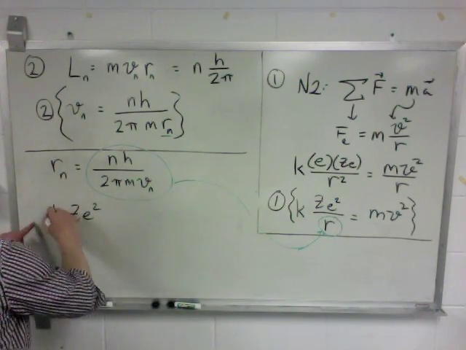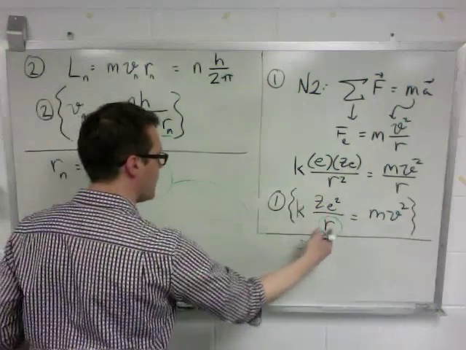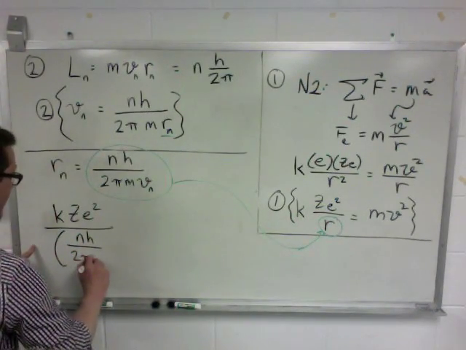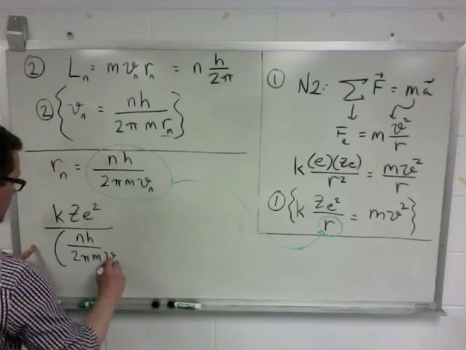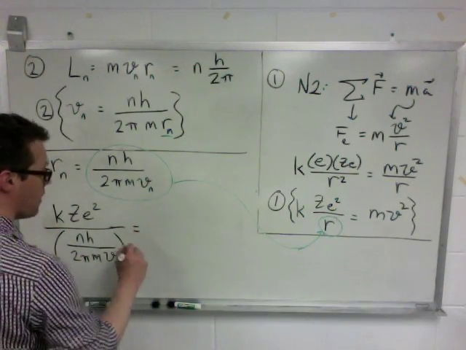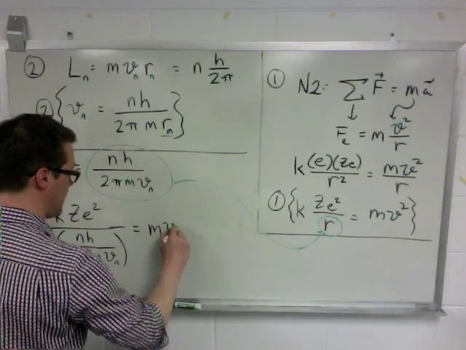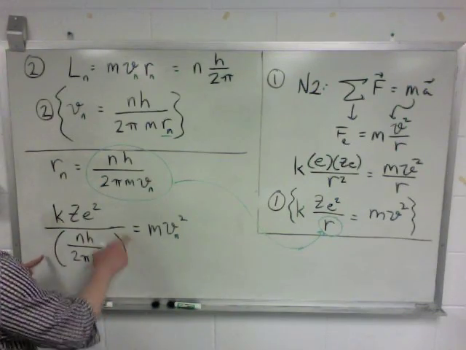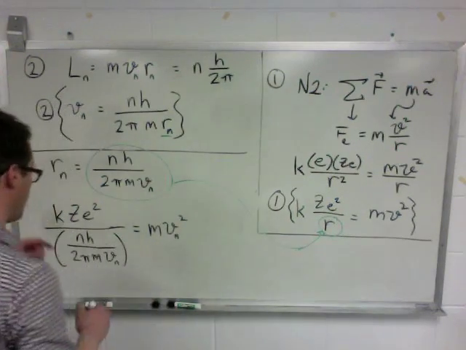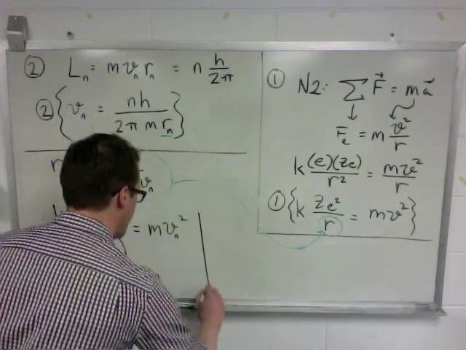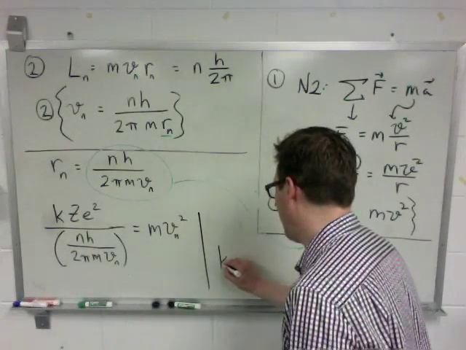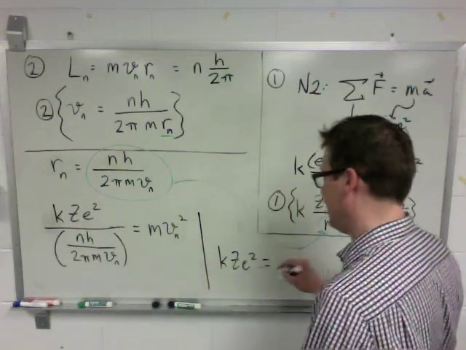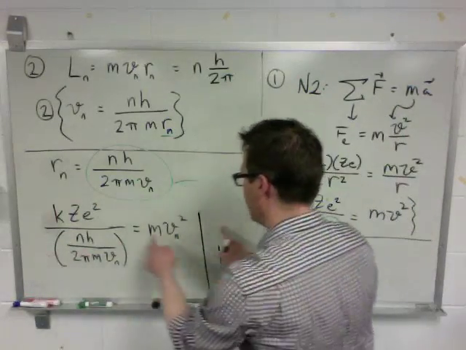Okay, so when I do that, I've got my k, my z, I've got my e squared, and on bottom I've got this stuff, which is my nh over 2 pi m v sub n. And on the right, I've got my m v sub n squared. Let me bring this chunky looking denominator up here, multiply it by both sides. If I do that, then I get k z e squared equals m v sub n squared times all of this stuff. I'm just lifting this stuff right over here.